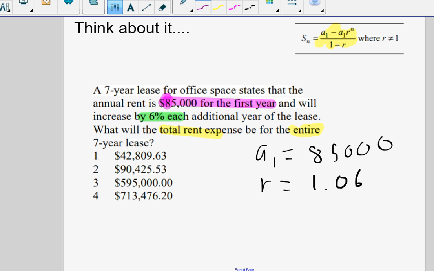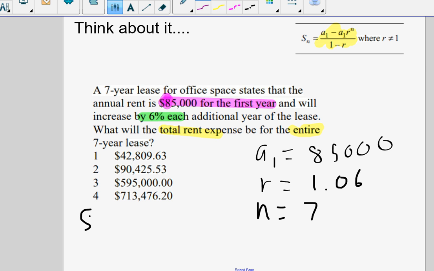So what we're actually multiplying by is not just the 6%. We're multiplying by 1.06 because we're keeping that entire 85,000 and then going 6% further. And that's why when you plug into the exponential growth formula, it's sort of built in there for you as that 1 plus r. The common ratio is that whole 1 plus the percent. So it's going to be 1.06. And then what's our n? n is just going to be the number of terms we're adding up here, which in this case is 7. So we can plug into that formula.